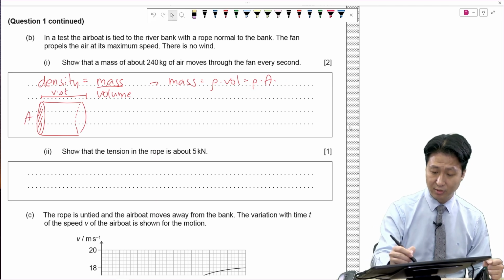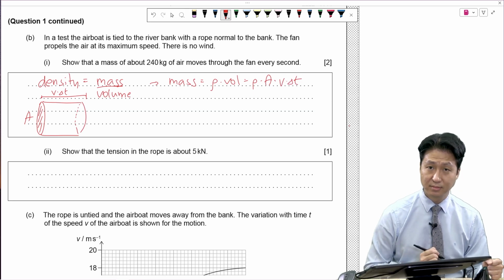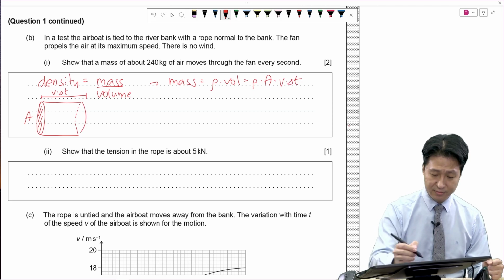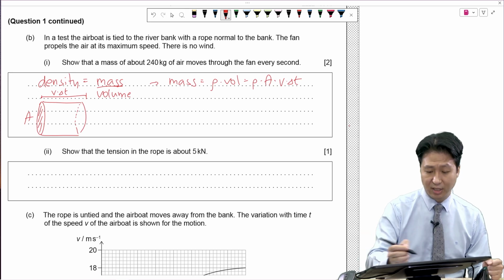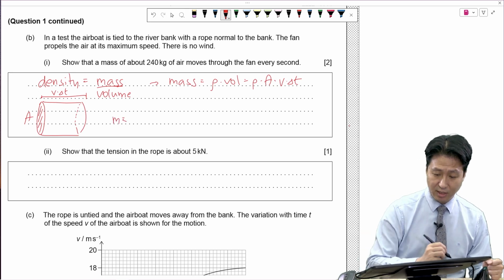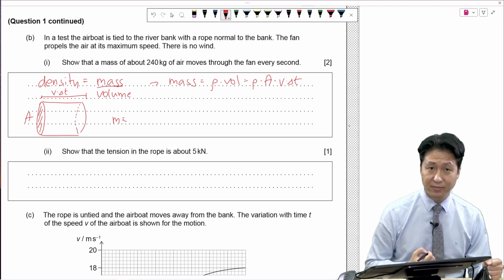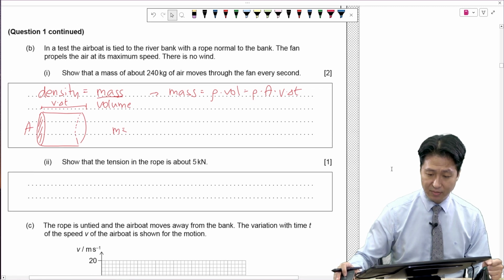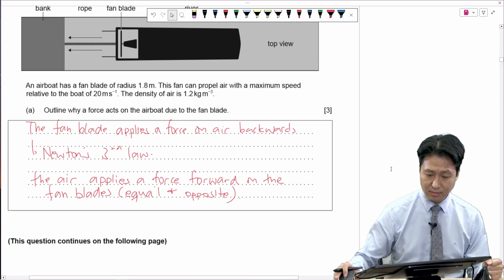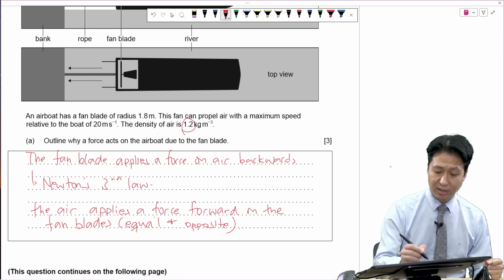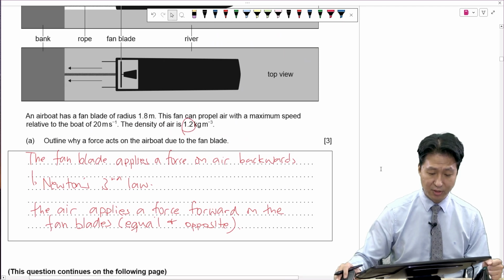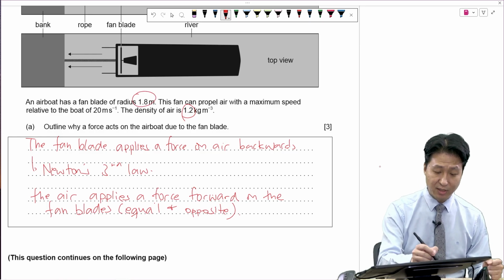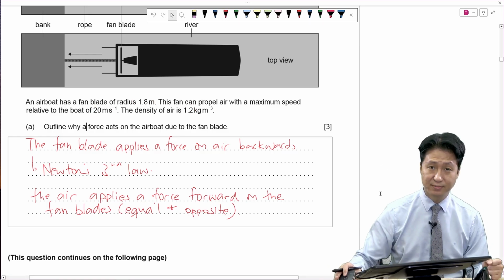So let's remove that and put velocity times change in time. And finally, that is it. There's nothing else we can do. The mass is equal to the density times area times velocity times time. If you go back up into the question, the density of the air is given as 1.2 kilograms per meter cubed, the fan radius as 1.8, and the velocity of the air as 20.